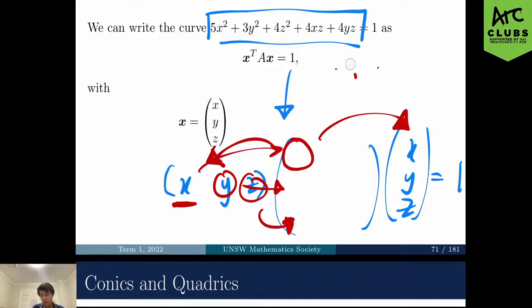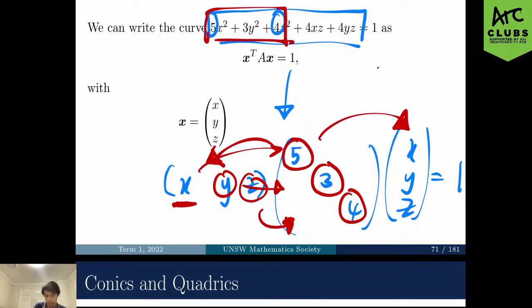So the first tip is that all of these diagonal terms correspond to these coefficients. So this one is 5. This one, which is y, is equal to 3. And this one, which is z, is equal to 4. Hopefully that makes sense. The diagonal elements correspond to these terms that we love. So these quadratic terms turn into these things.